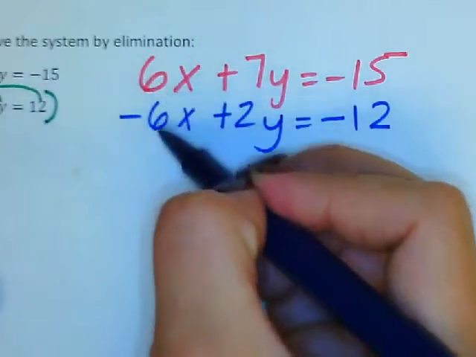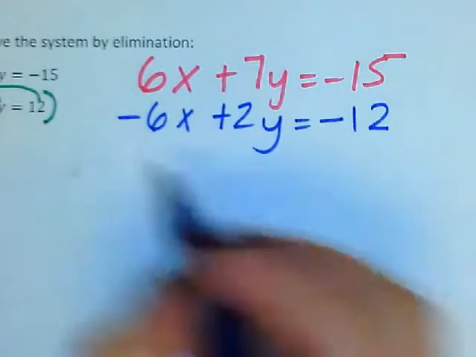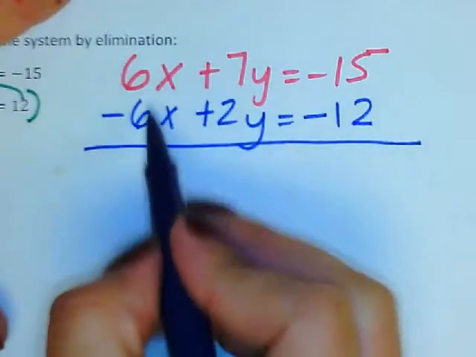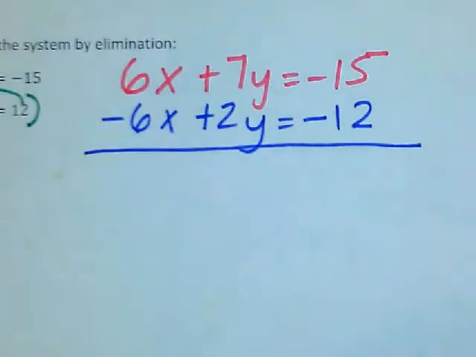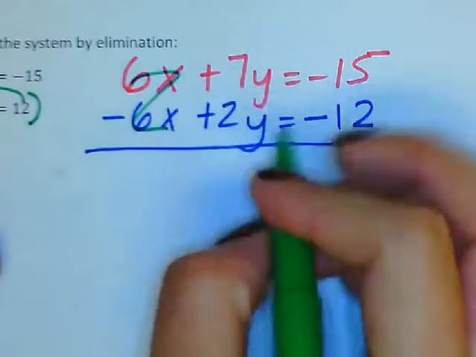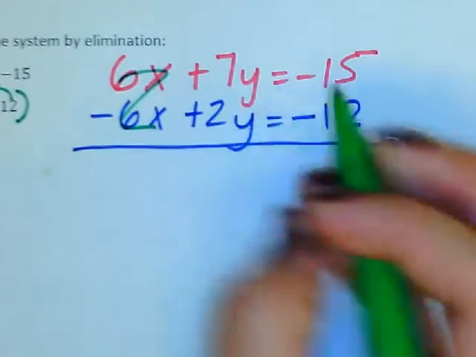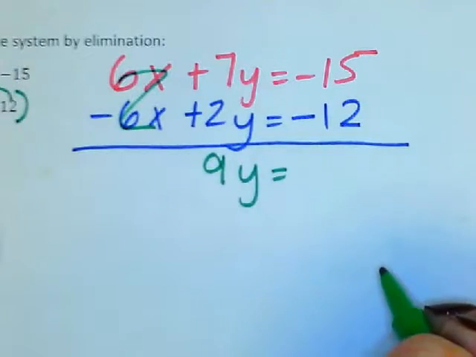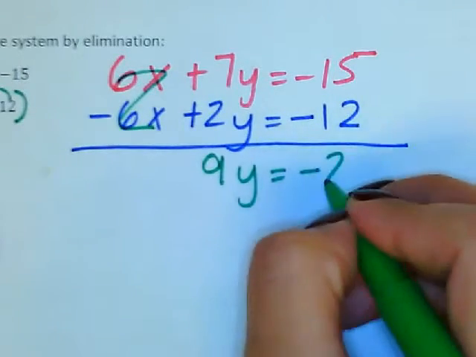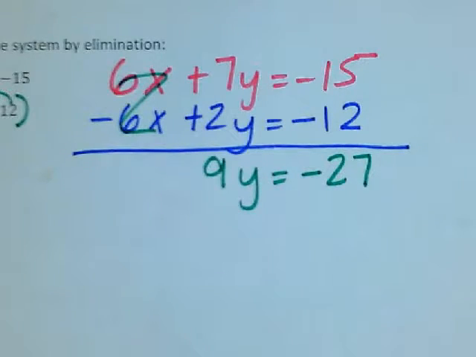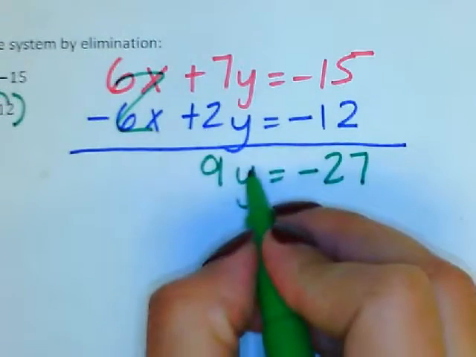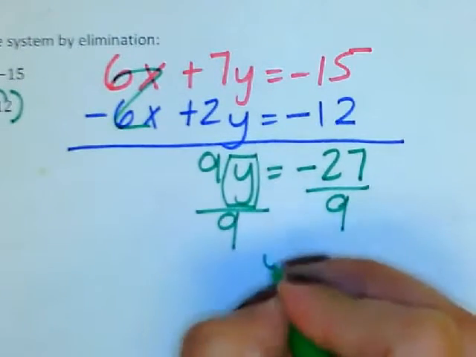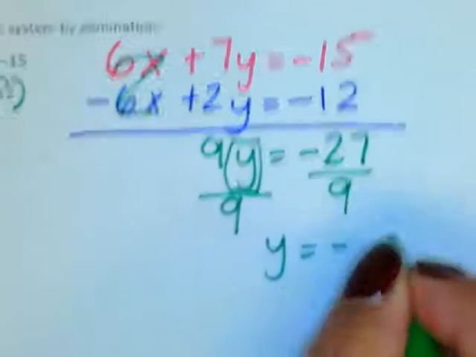After I have done that, now I know I can cancel these out because this is positive, this is negative. Put a line because remember we're adding them together. So these two would cancel out. So now I have 7 plus 2 would be 9y. These are both negative, so we add them together, and I would have -27. So now I can solve for y. It's the only letter here. To solve for y, I'm going to have to divide by 9. And then I have y equals -3.